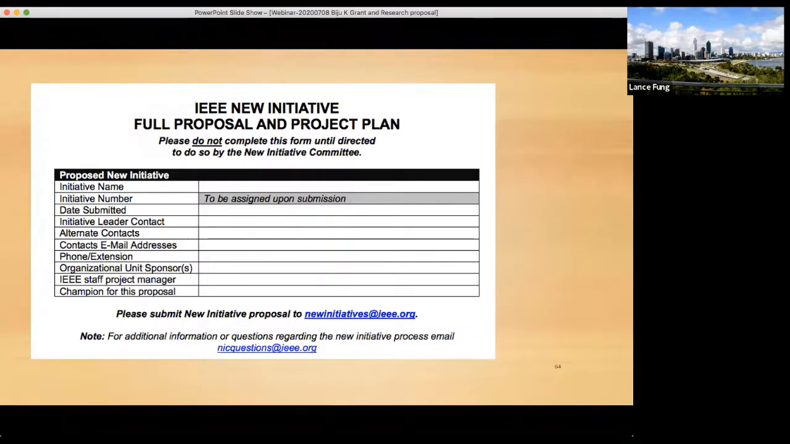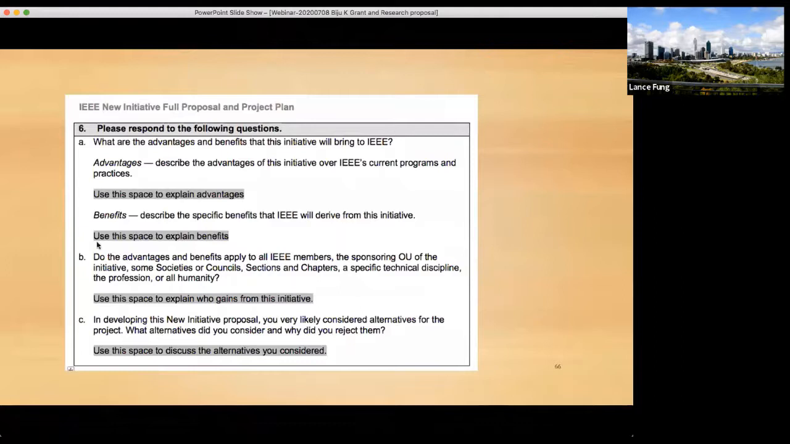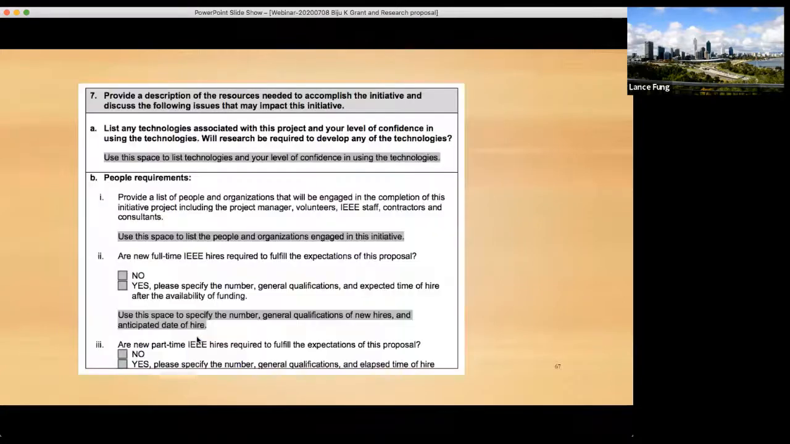So we'll ask you to give us the proposal. Now, this is the form that you can expect to see. One of the first things you note is that there's no longer any limitation of words here. You really should expect to give a very comprehensive explanation of how the project will come about: the executive summary, what the deliverables are, what the outcomes are, and how you are going to measure the success as well. You also need to justify the advantages and the benefits, and who the other OUs working with you are. Are there any other alternatives for the project you may consider? What are the resources, and also the people requirements?